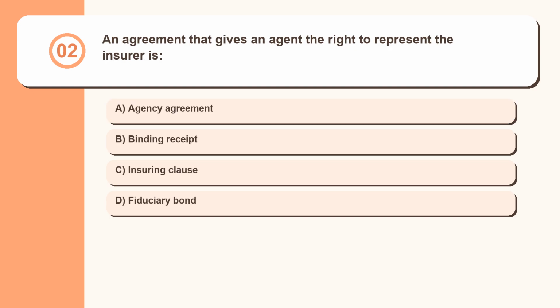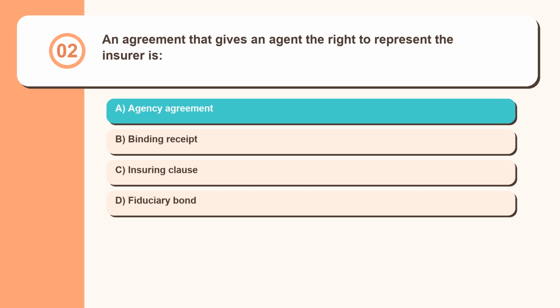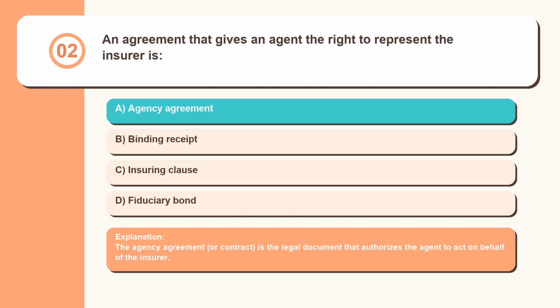Question 2. An agreement that gives an agent the right to represent the insurer is agency agreement, binding receipt, insuring clause, fiduciary bond. The agency agreement, or contract, is the legal document that authorizes the agent to act on behalf of the insurer.